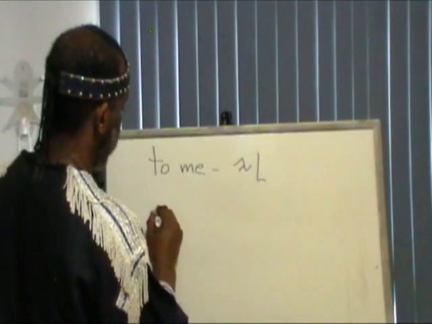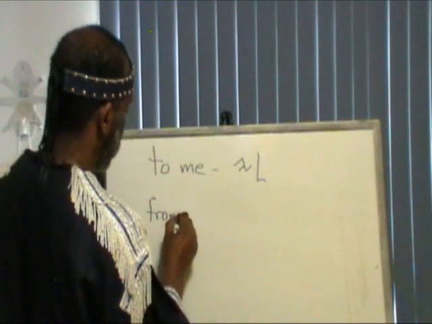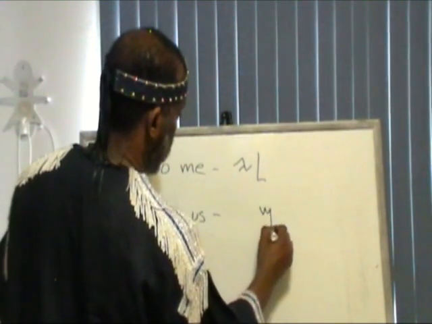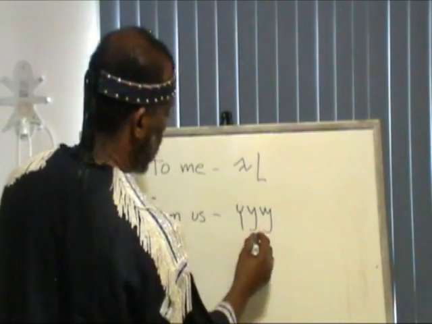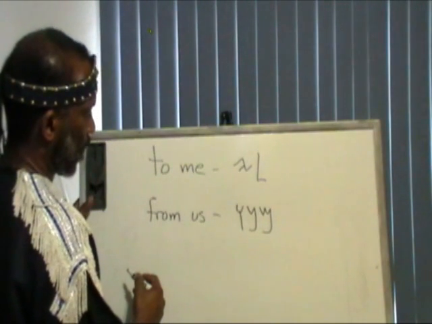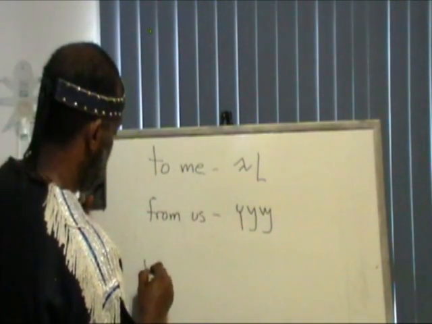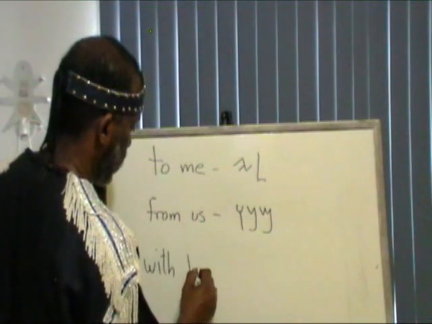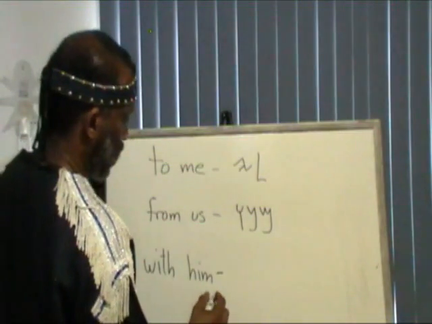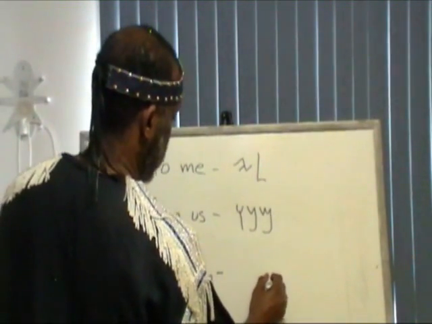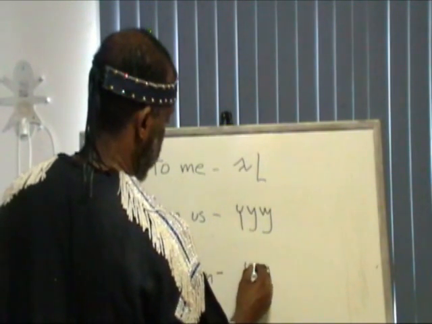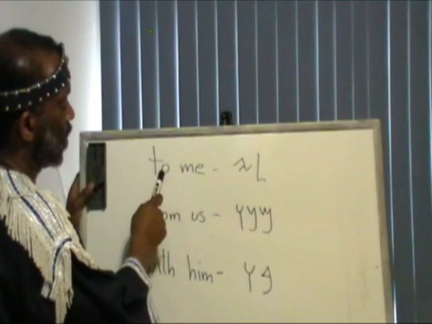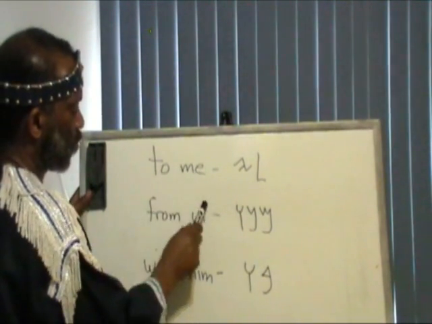Now if I wanted to say from us, us being the pronoun, I would say ma, manawa, from us. If I wanted to say with him, you would say ba, and him would be wa, ba wa, with him. That's how you'd be using the prepositions with the pronominal pronouns.